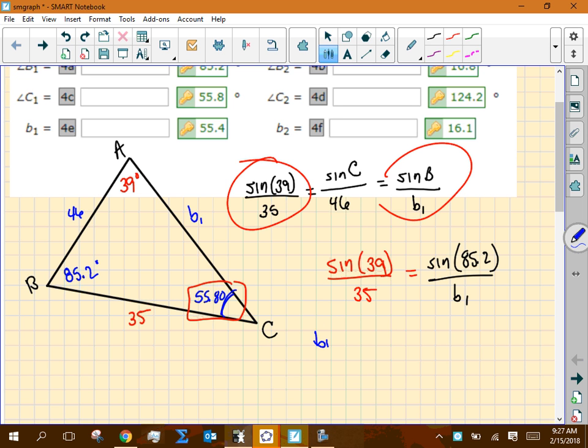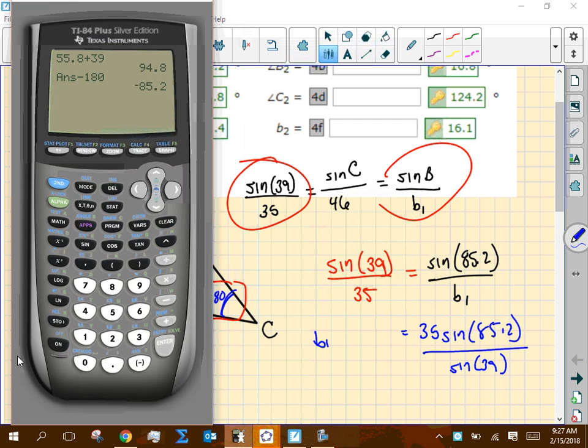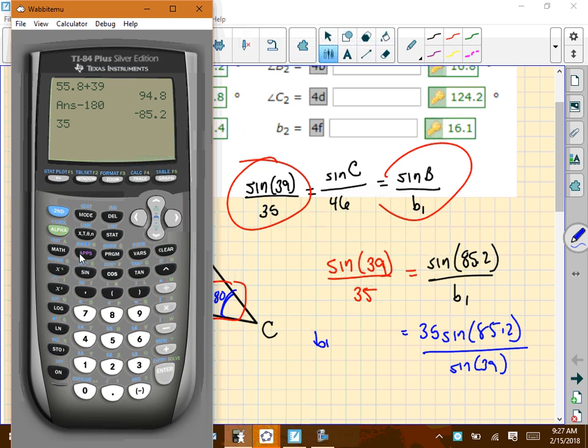So B sub 1, sine of 39, is equal to 35 sine of 85.2. Divide both sides by sine of 39. And that should leave me B sub 1, right? Type that guy in. 35 sine.